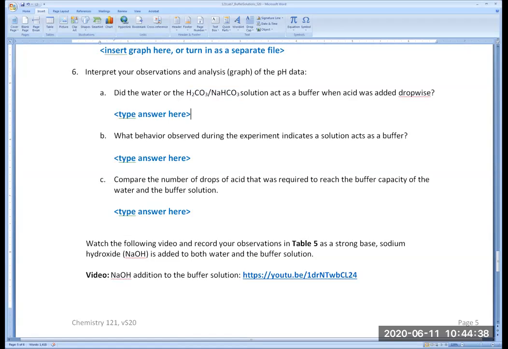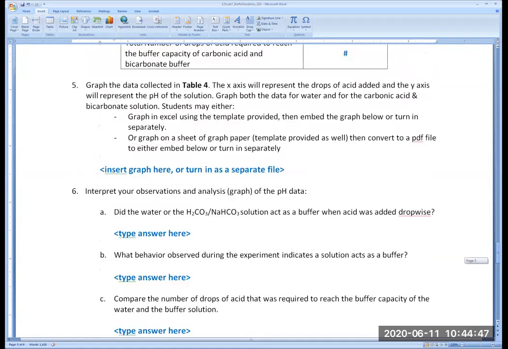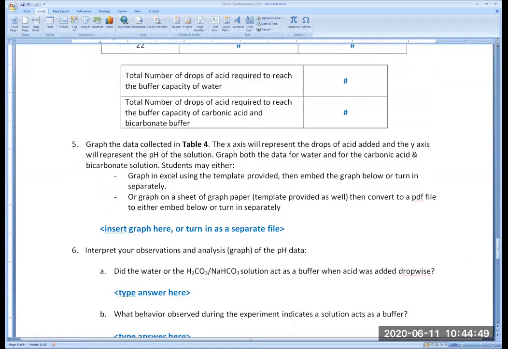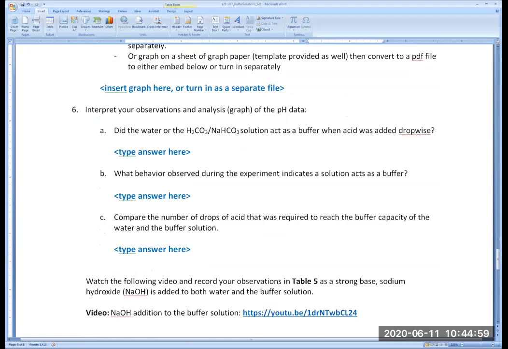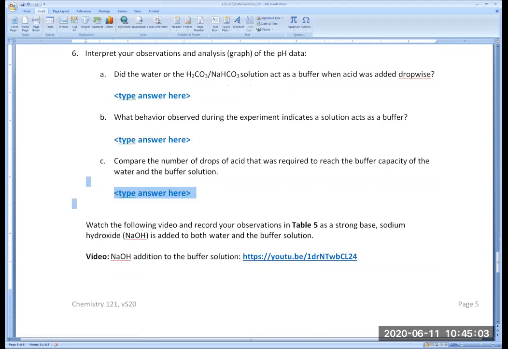And then question C, compare the number of drops of acid required to reach the buffer capacity. Compare the number for water and the number for the carbonic acid bicarbonate buffer. Those two numbers are what you want to compare in question C. And as I said, one should be a lot more than the other, and that tells you which one is the buffer.